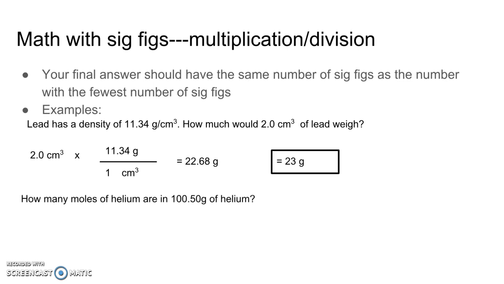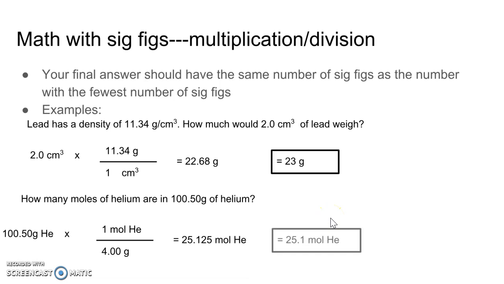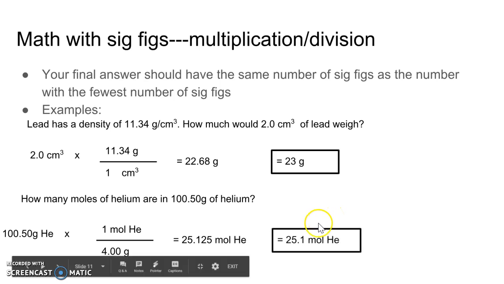All right, then if I was asked something like how many moles of helium are in 100.50 grams of helium. Okay, well here's 100.50 grams of helium. I look on my periodic table. This is the value that's on your periodic table. And then I calculate it out. Now remember my final answer, because there are 3 sig figs here and 4.00, that's going to influence my final answer. So I should have 3 sig figs in my final answer. I do, so I'm good.